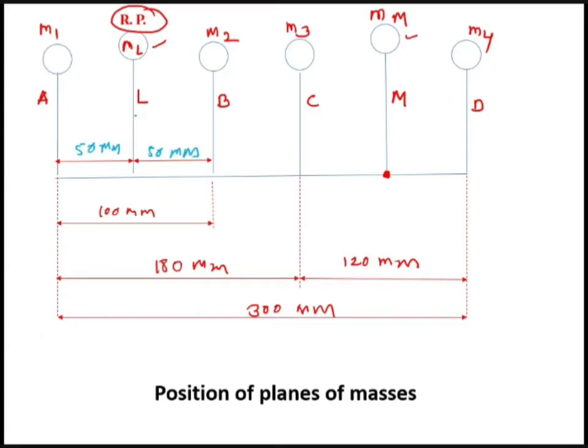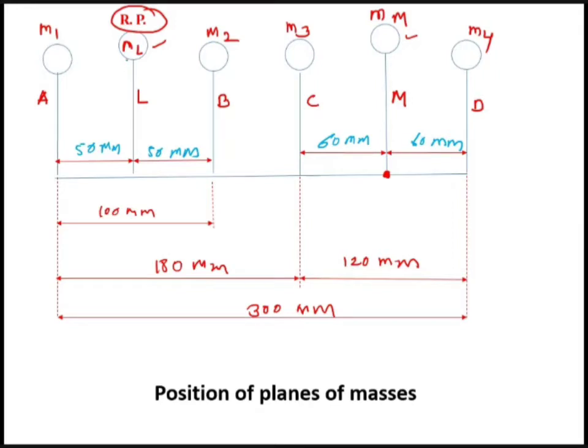Why? Because this ml is located at the center of planes A and B, or masses m1 and m2. And this distance is obviously 60 mm and 60 mm. Now no need to take the measuring scale in this case.